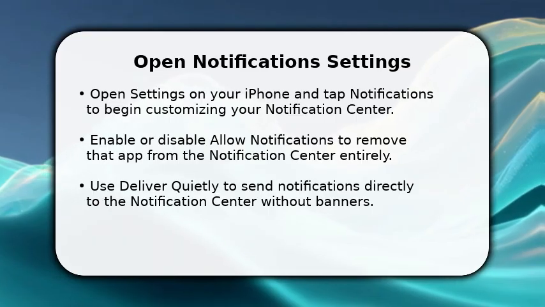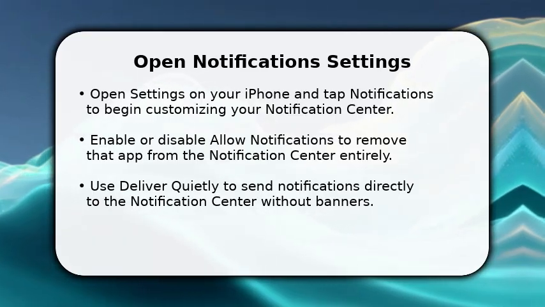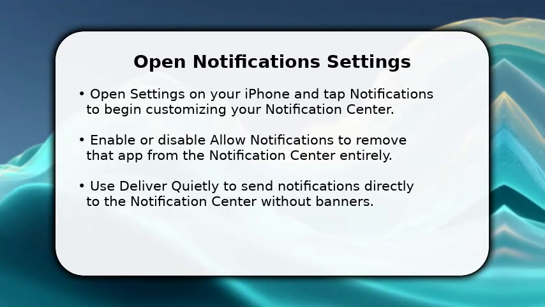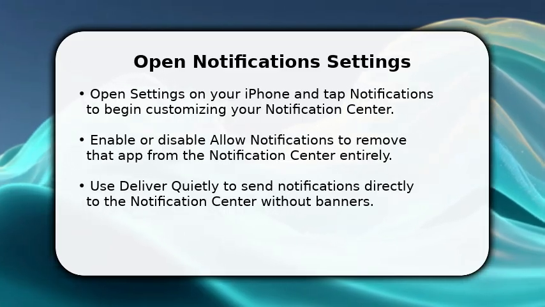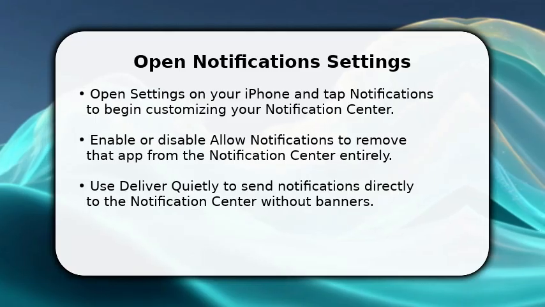Open Settings on your iPhone and tap Notifications to begin customizing your notification center. Scroll to see each app listed with its current notification permissions and style. Tap an app to change its alert type, sounds, badges, and notification grouping options.